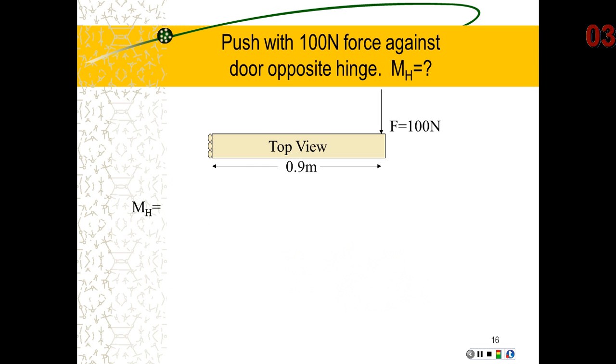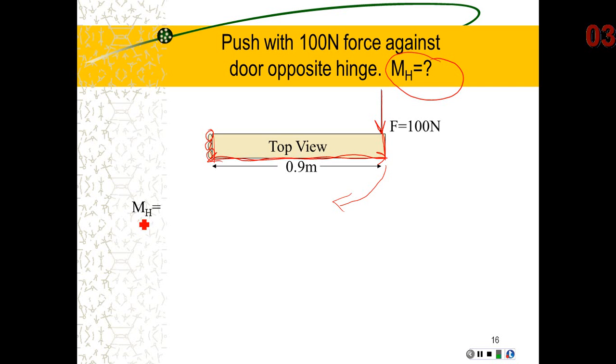Okay, so going back to that door hinge example, say we have a door that's 0.9 meters wide. This is the distance between the edge of the door and the hinges, and these little circles over here are the hinges. So a person comes up and pushes with a 100 Newton force against the edge of the door, trying to open the door, and it will rotate. I'm asking what is the moment at the hinge? So what moment is created by this force acting through this distance?